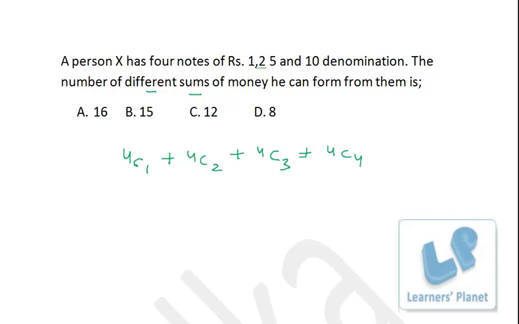Taking one note of each kind, two notes making combinations of two notes, and all the combinations will provide different sums, because 1 and 2 is different from 2 and 5, and this is different from 5 and 10, right? Similarly, 4C3 if he is taking three notes, and 4C4 if he is taking all the four notes. So that's 4 plus 6 plus 4 plus 1, and that is actually 15.